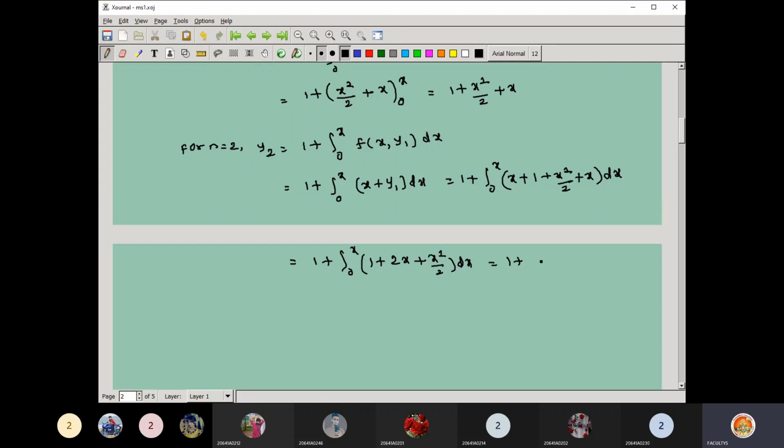Or it is 1 plus integration with respect to x. So x plus 2 into x square by 2, 2 is cancelled, only x square, plus that becomes x cube by 3, already 2 is there, so 6. So limits are nothing but 0 to x. So when I substitute the limits, 1 plus x square plus x cube by 6. So this is nothing but your second approximate root.